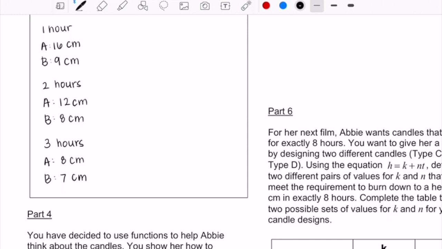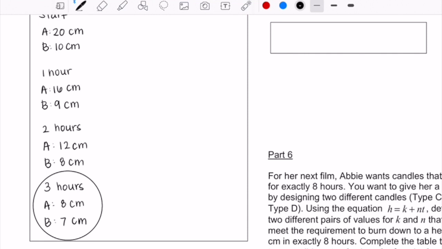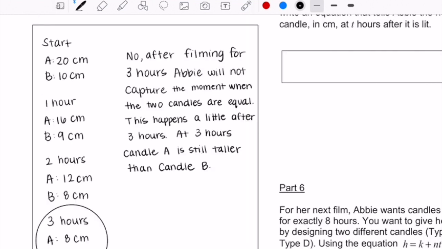If Abby stops filming after 3 hours, she will not yet have captured the moment when they are equal because candle A is still taller than candle B after 3 hours. So in the box, you would need to type an explanation that describes how you know this is true. And so a description like this would help answer that question.